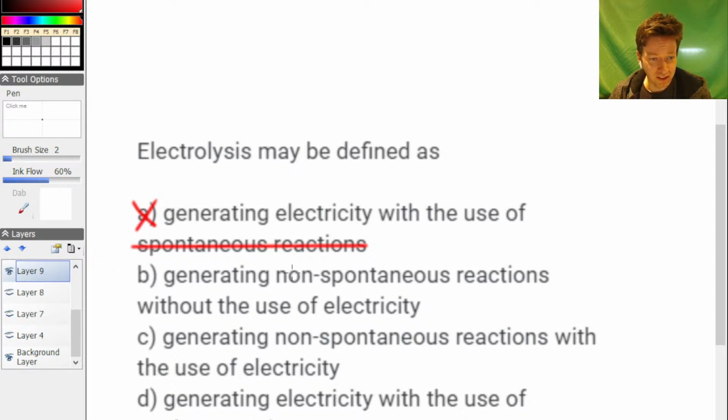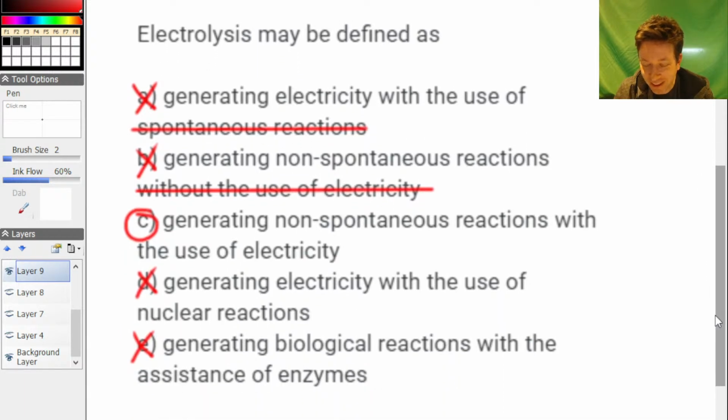B, generating okay, yeah. Without the, no, you need electricity. No, no, you need electricity to do it. Generating non-spontaneous reactions with the use of electricity. Yes, that's the one we're looking for. What are D and E? Nuclear reactions, biologic? No, those ones are ridiculous answers. Okay, so our answer is going to be C. You probably couldn't see D. Sorry, let me scroll down. That was E. But don't worry, it's not biological reactions. Any questions?